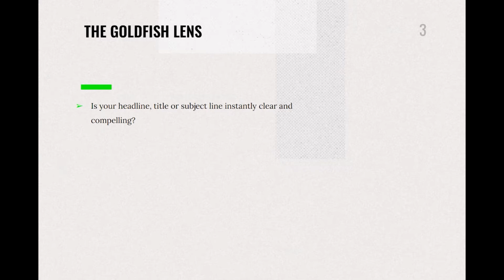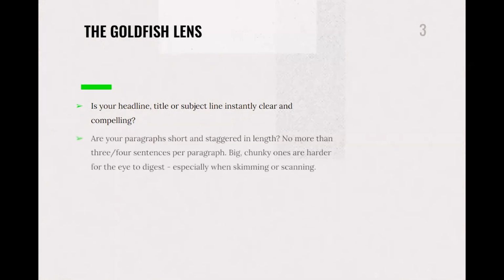So when it comes to your copy and content, is your headline, title or subject line instantly clear and compelling, right? Clarity trumps creativity. Make things clear and instantly clear. Are your paragraphs short and staggered in length? No more than 3 or 4 sentences per paragraph. Big chunky ones are harder for the eye to digest, especially when skimming or scanning.